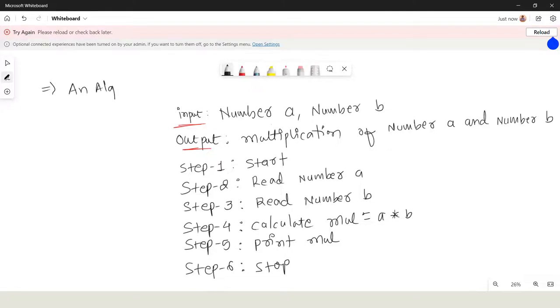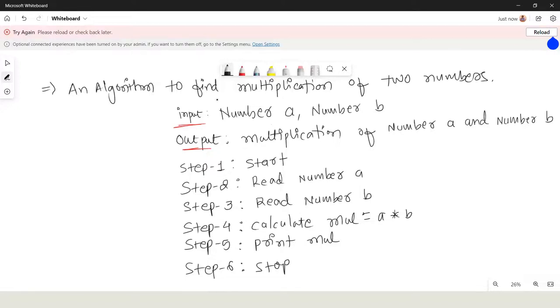Okay, so this is an algorithm to find the multiplication of two numbers. That's it. This is very easy, right? If you have any doubts or any suggestions for this algorithm, then you can write in the comment box. So this is the solution for the first problem.